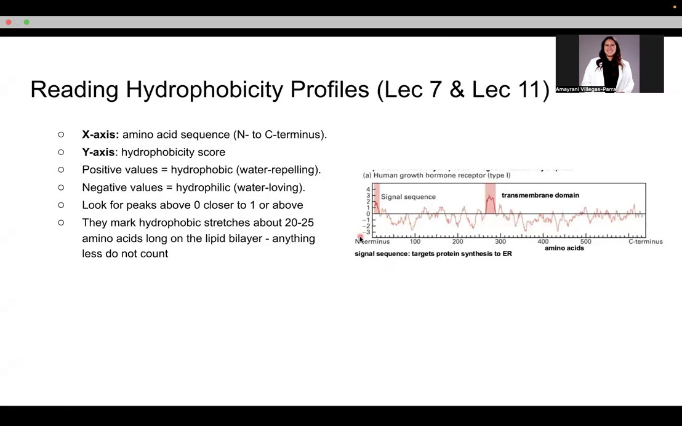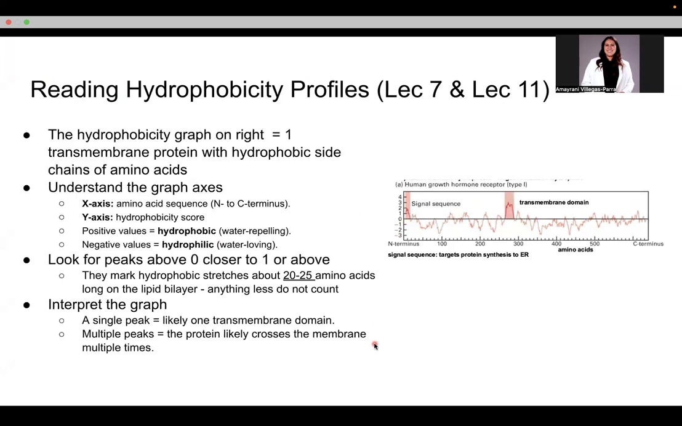I already told you that this is the x-axis, what this y-axis is. I really emphasize the fact that this is hydrophobic. I want you guys to know that you don't count every single peak just because it's above 0. You have to make sure it's about 20 to 25 amino acids long. Now, I want to make sure that you understand that there can be multiple peaks. So this is just a review on the left about everything that I explained to you verbally. You can read that on your own time.